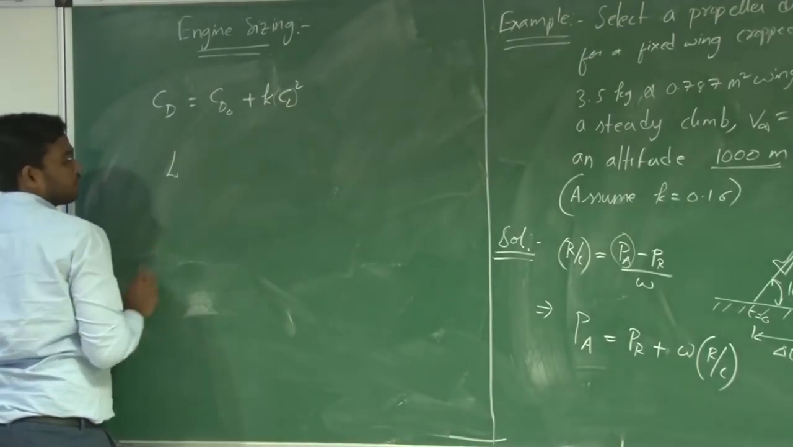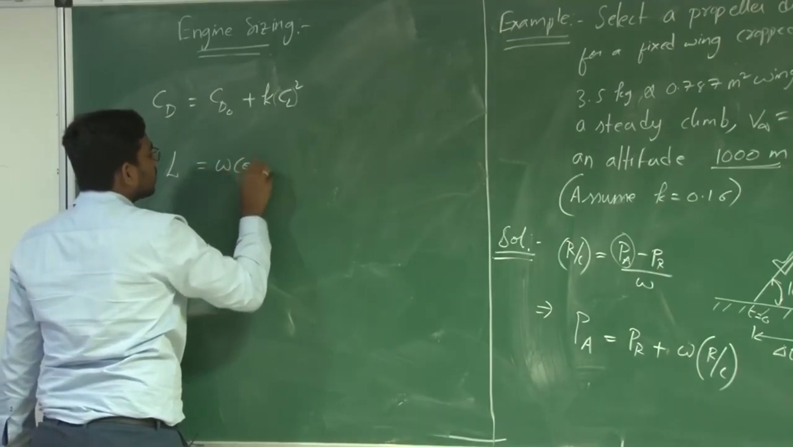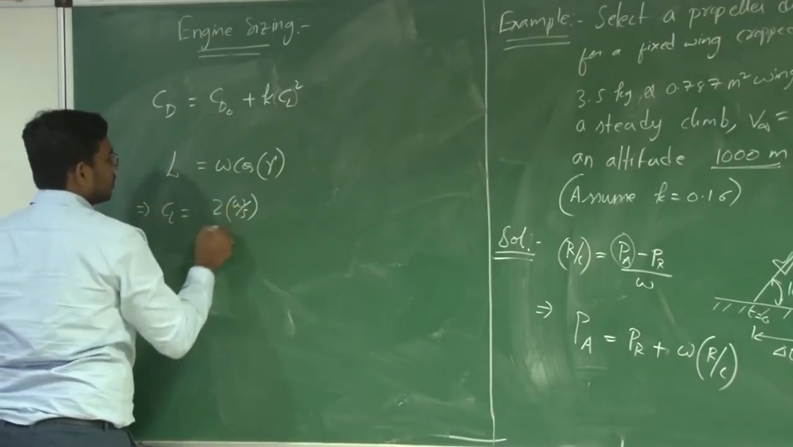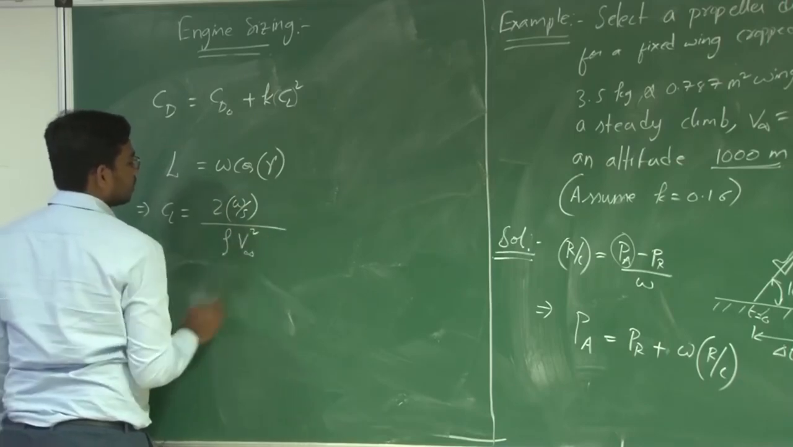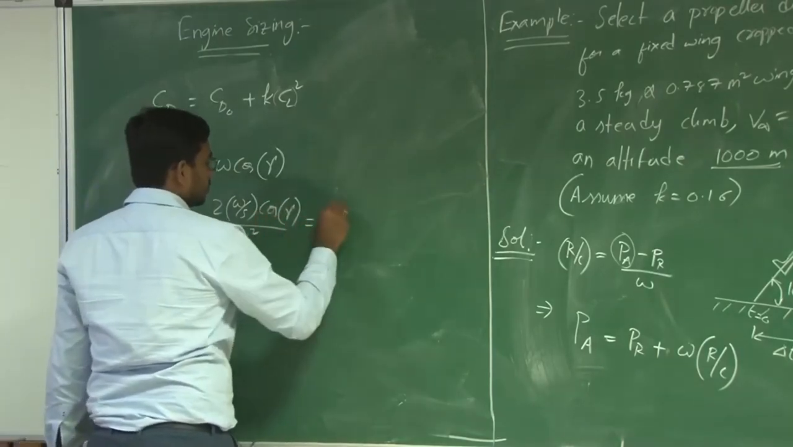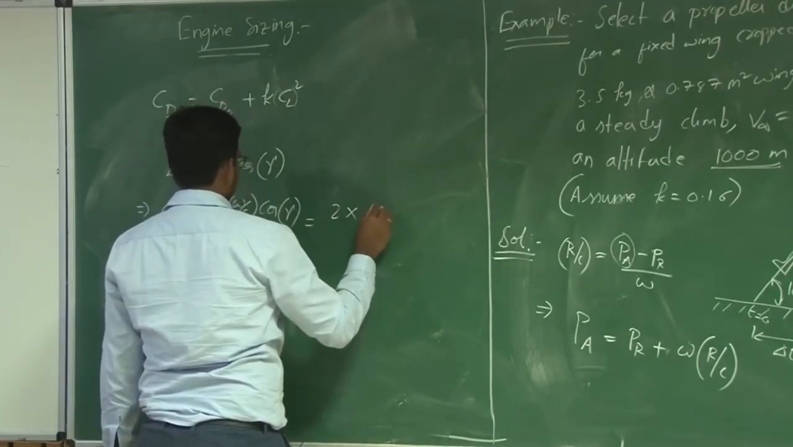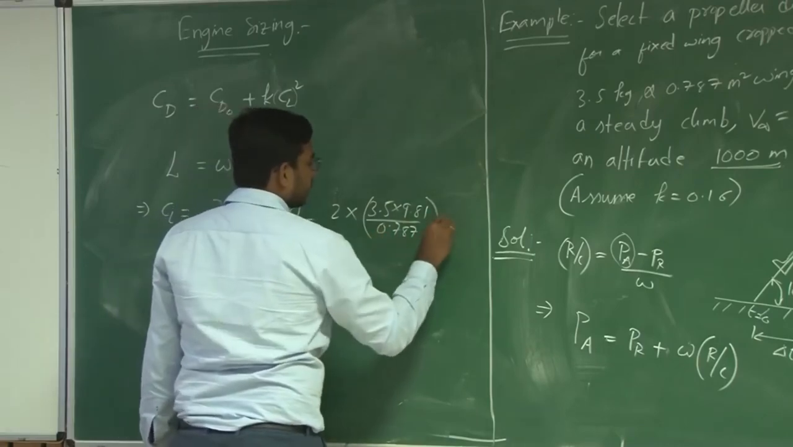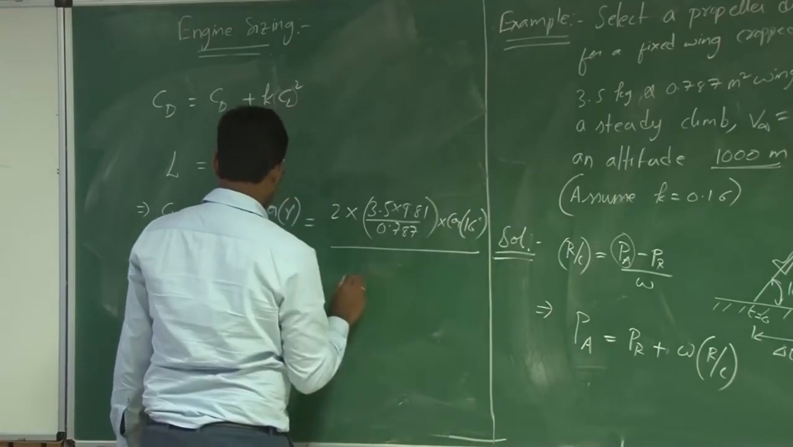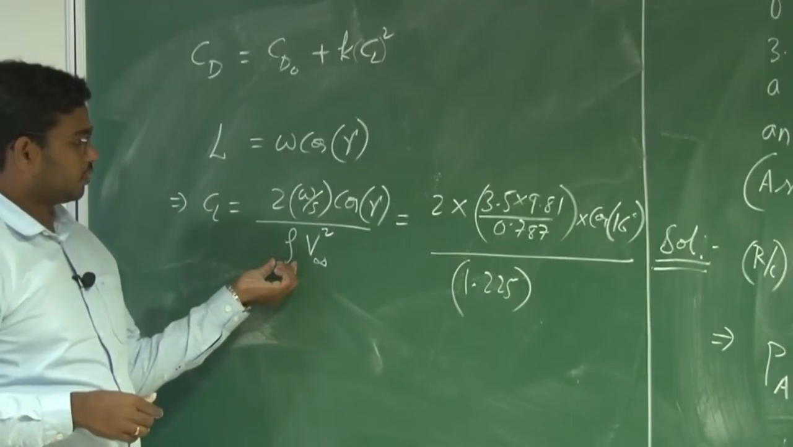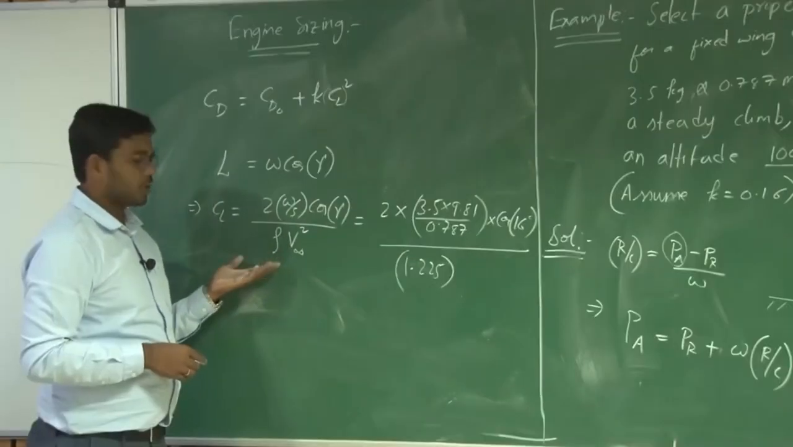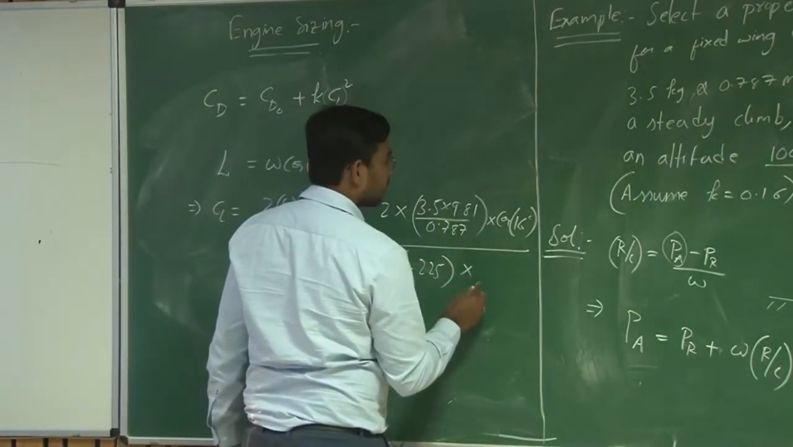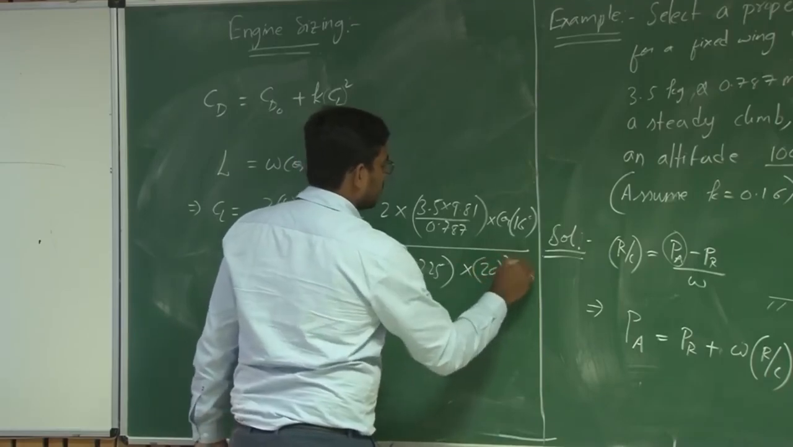So we have another equation from climb: L is equal to W cos gamma, right? So this implies CL is equal to twice the wing loading divided by density into V infinity square into cos of gamma. So this is 2 into W by S, where W is 3.5 into 9.81 divided by 0.787, so wing loading, into cos of 16 degrees divided by 1.225. The density 1.225 is an assumption that we are taking. Else you can also take an average value, which is the mean of density at 1 kilometer and sea level density, right? Into V infinity square. What is V infinity square here? It's 20 meters per second, 20 square.